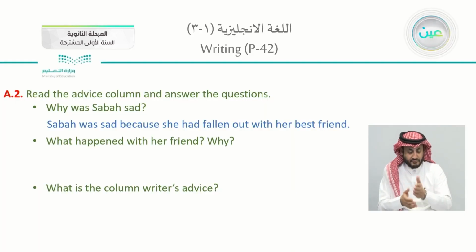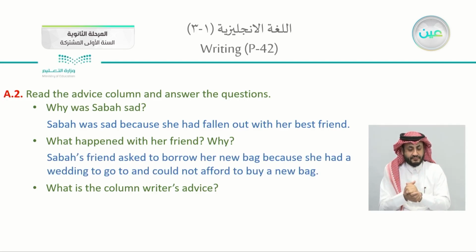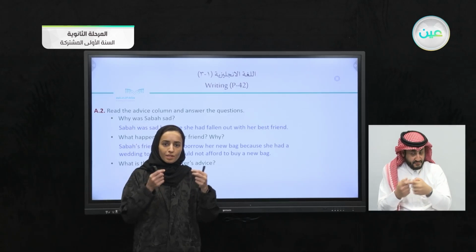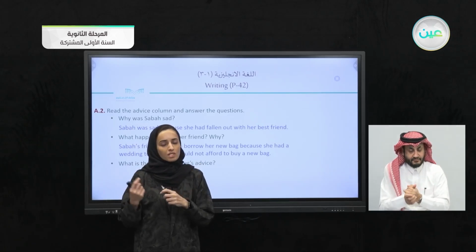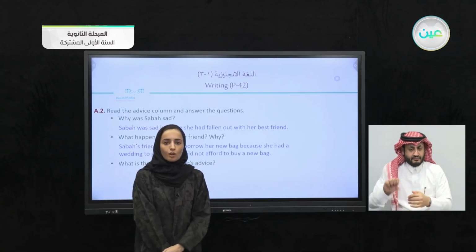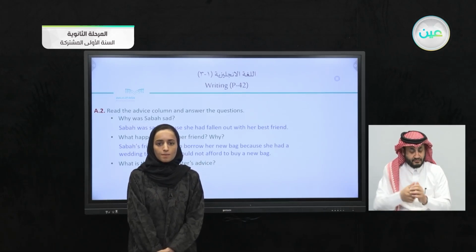Then what happened with her friend? Why did they fall out? Why had they fallen out with each other? Actually, Sabah's friend asked to borrow her new bag because she had a wedding to go to and couldn't afford to buy a new bag. So that is the problem. The friend asked for the handbag, however, Sabah didn't like the idea of sharing her items.